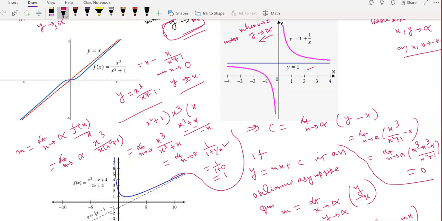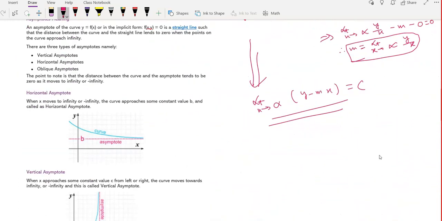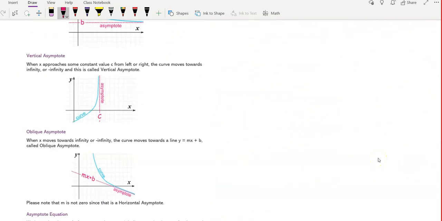So when x tending to finite value, y is tending to infinity, that is one case. When x tending to infinity, y tending to finite value, that is another case. And this is the case of oblique asymptote. If you have time, then I will discuss the asymptote to hyperbola. This is a very practical application.